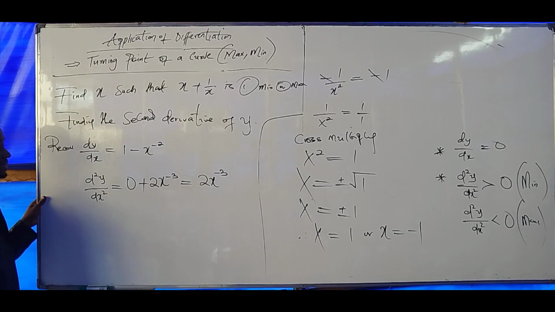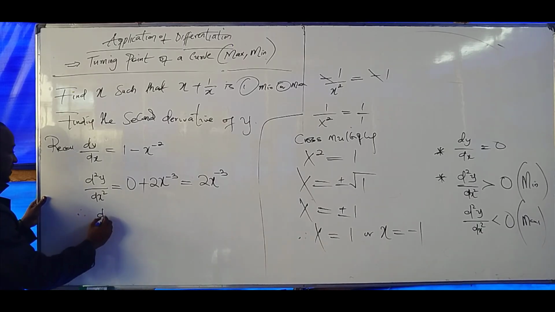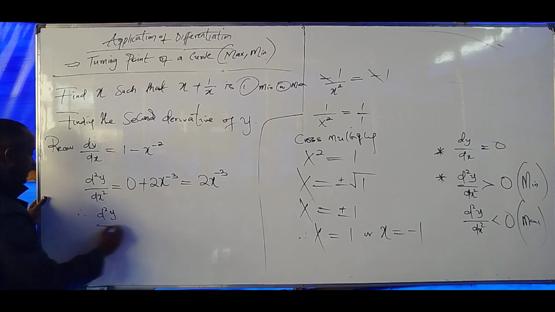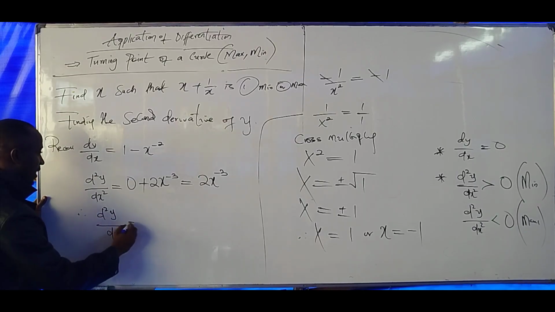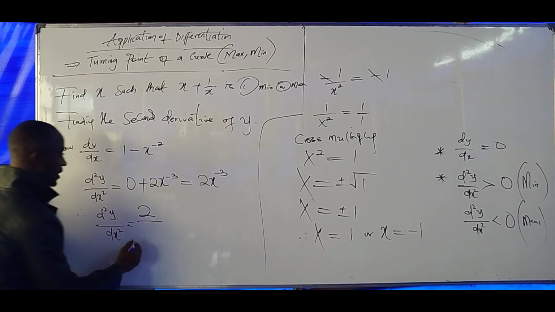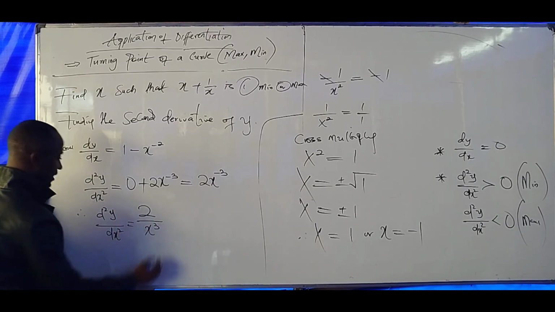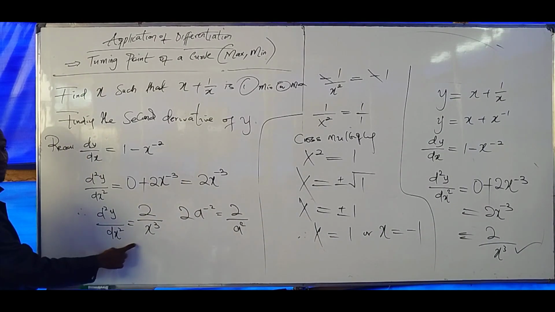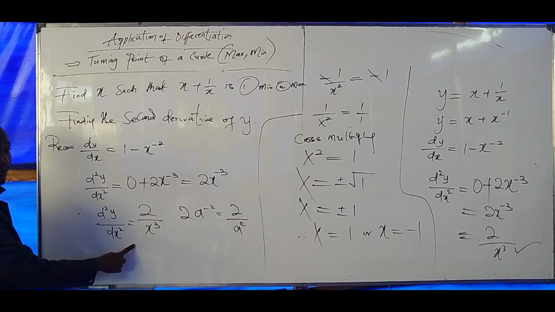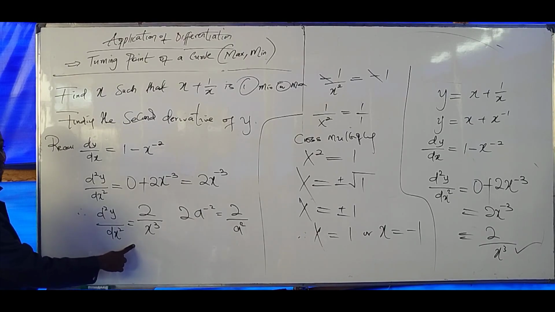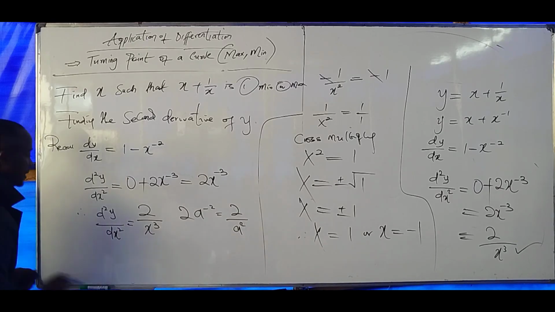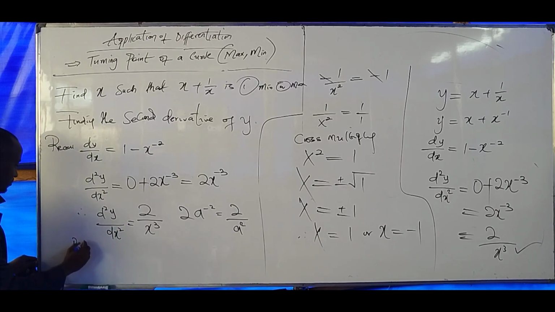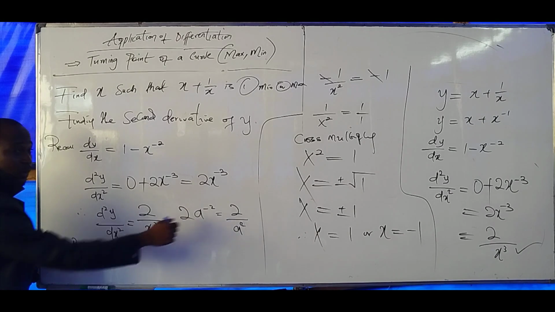Are you getting a gist here? Or we can say that this is also the same as d2y over dx squared equals 2 divided by x raised to 3. I will now say let's put x equals 1 into this expression. Is it making sense? Can we try it out? Okay. Now put x equals what? What's the first x we have?